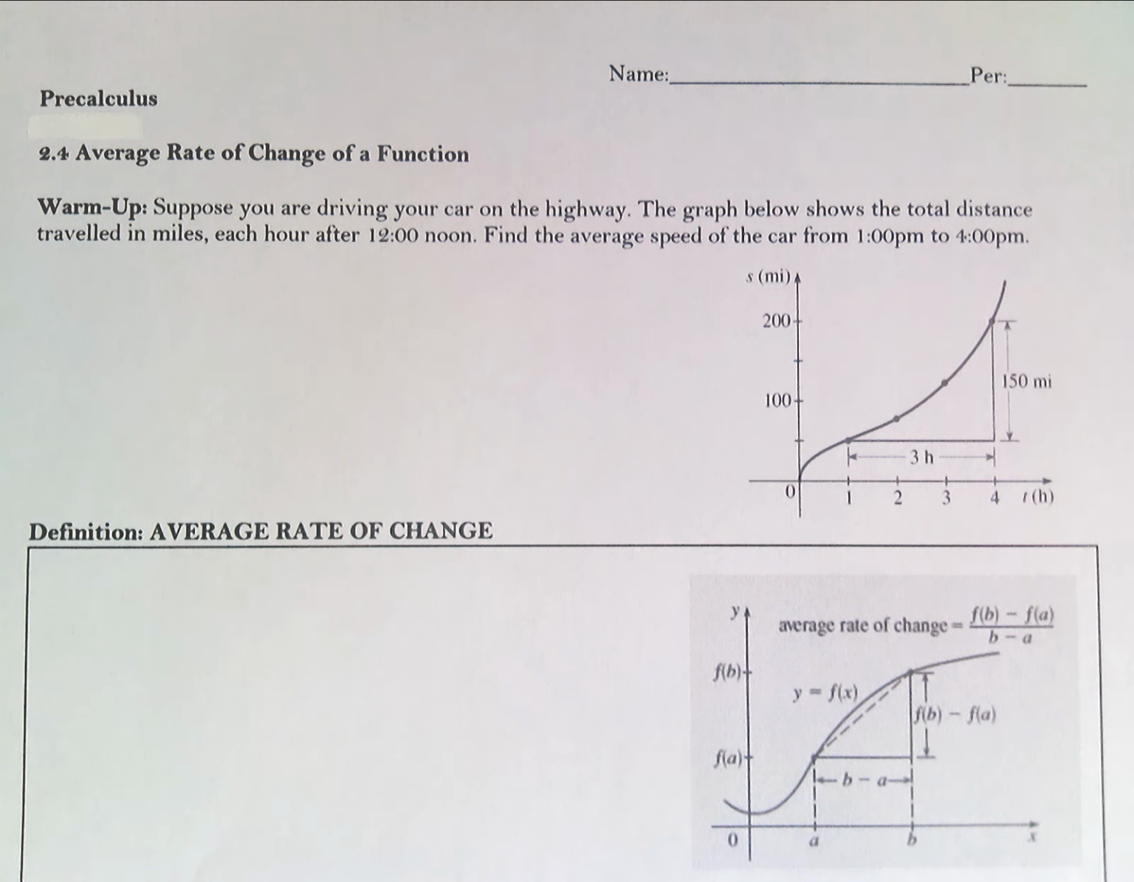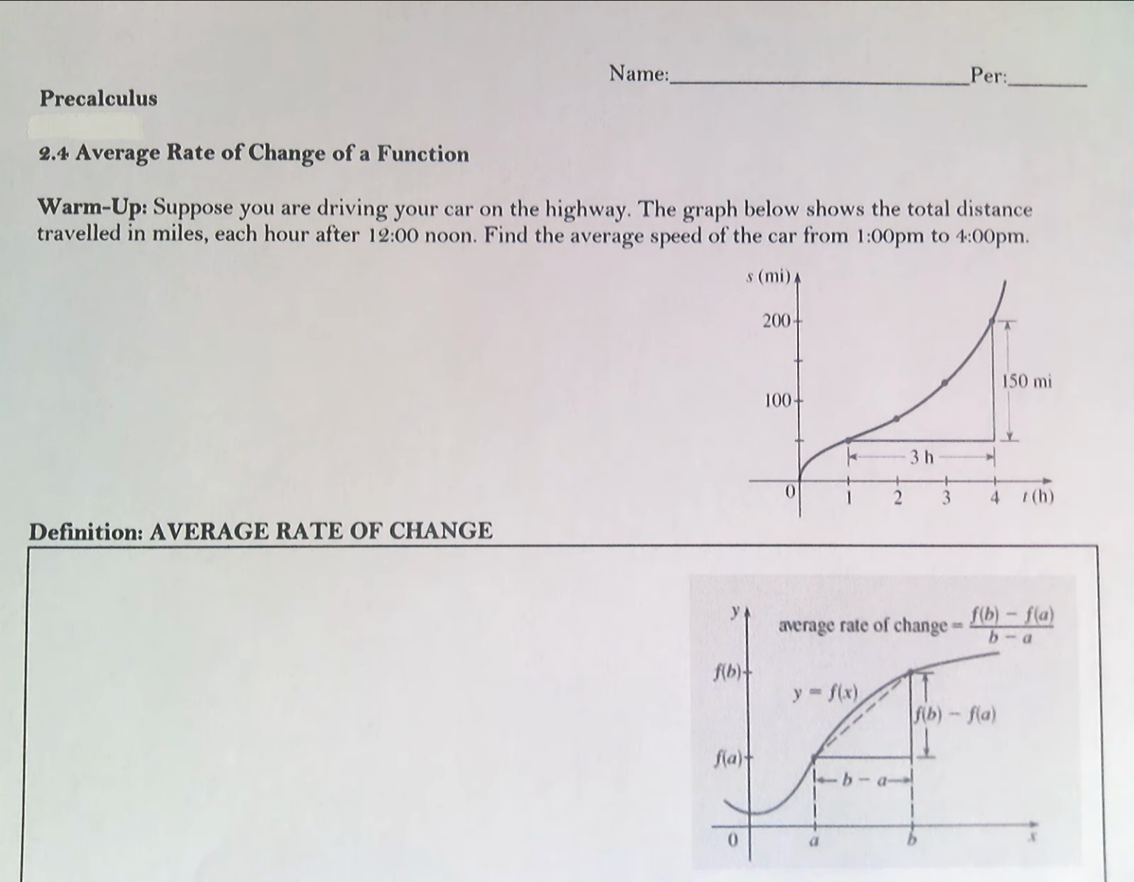All right, here we go with our 2.4 notes on average rate of change of a function. I want to start off with this warm up. Suppose you're driving in your car on the highway. The graph below shows the total distance traveled in miles each hour after 12 o'clock noon. Find the average speed of the car from 1 p.m.